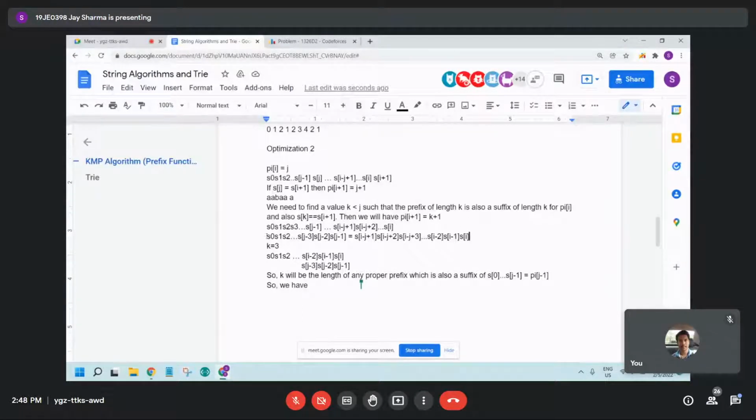equal होंगे इनके. So s of 0 this is equal to s of I minus j plus 1. S of 1 जो था that was equal to s of I minus j plus 2. S of 2 जो था that was equal to s of I minus j plus 3. And similarly s of j minus 3 जो था that was equal to s of I minus 2, right? S of j minus 2 जो था that was equal to s of I minus 1, and s of j minus 1 जो था that was equal to s of I.